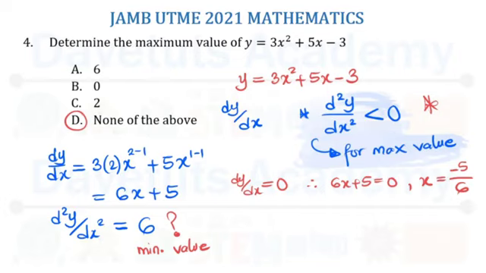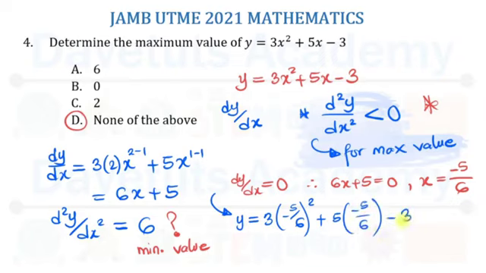So if you want to plug that in here, in the original equation, whatever you see x, you are going to put minus 5 over 6. So we have y will be 3 multiplied by minus 5 over 6 raised to power 2, plus 5 multiplied by minus 5 over 6, minus 3. Okay, so this will be 3 times minus 5 over 6 raised to power 2, which is 25 over 36. Then here we have minus 25 over 6. Here we have minus 3 over 1.